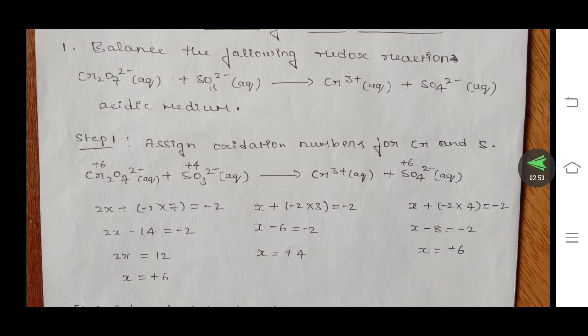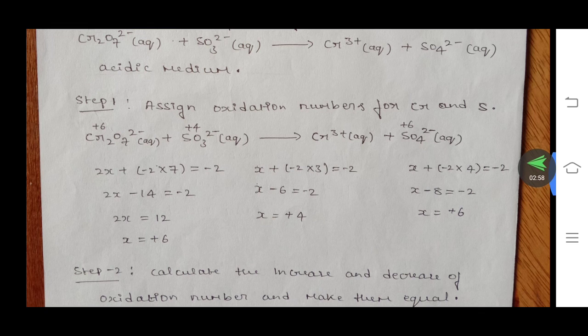Now, first step you have to follow. What is the first step? Assign oxidation numbers for Cr and sulfur in that equation. First you have to calculate the oxidation number for Cr in Cr2O7 2 minus. Similarly, find out the oxidation number for sulfur in SO3 2 minus. On the right side, Cr3 plus is already given, no need to find it out for Cr3 plus. For SO4 2 minus you have to find out for sulfur.